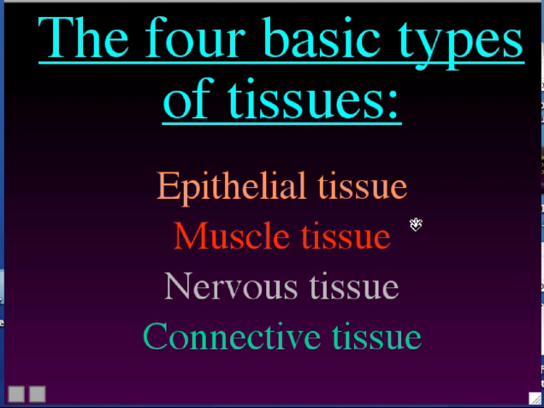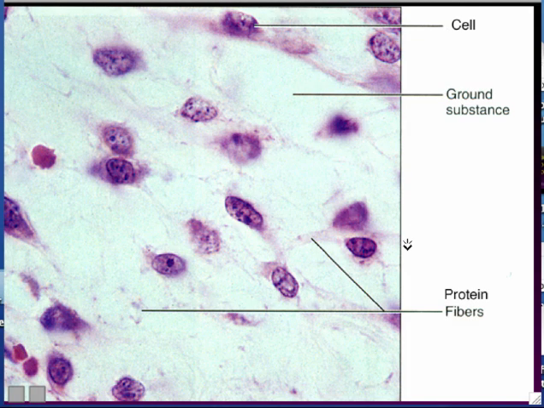Another thing that I want you to know about connective tissue is that the cells of connective tissue generally don't touch each other in the tissue. They're kind of spaced apart from each other in the connective tissue. This next slide, I think, here we go. Yeah, this next slide shows a connective tissue under the microscope. The dark blue spots are the cells of the connective tissue, and notice that they are not packed tightly together with each other. There's a lot of space between the cells of the connective tissue.